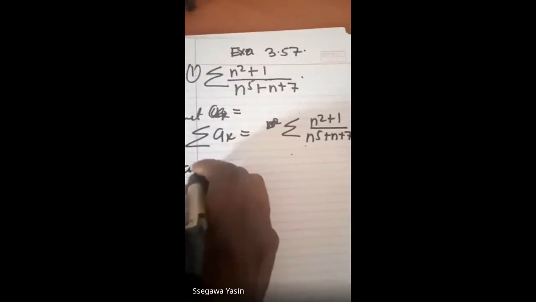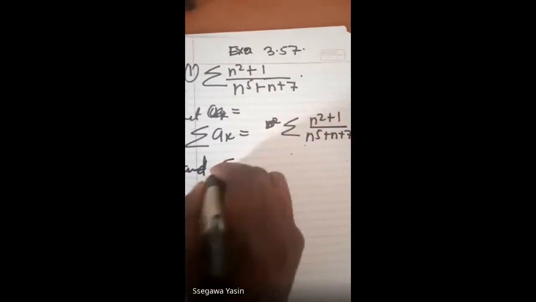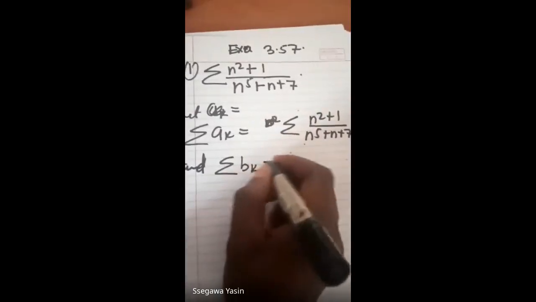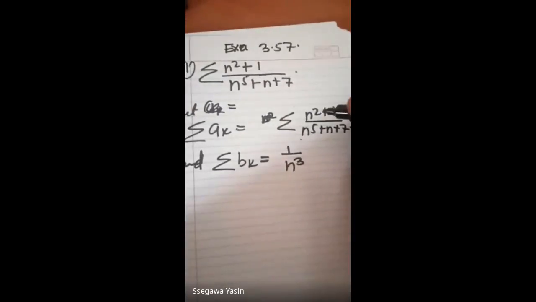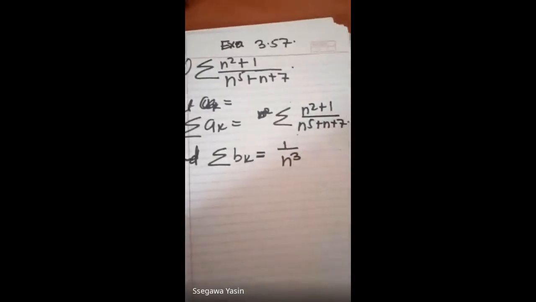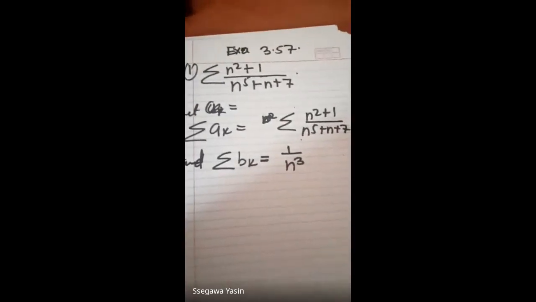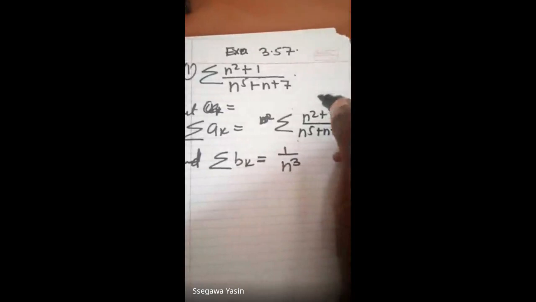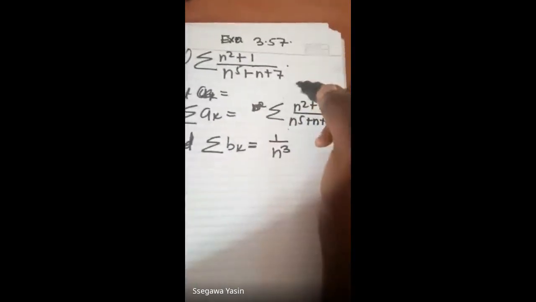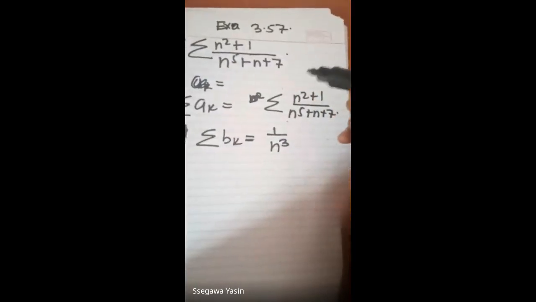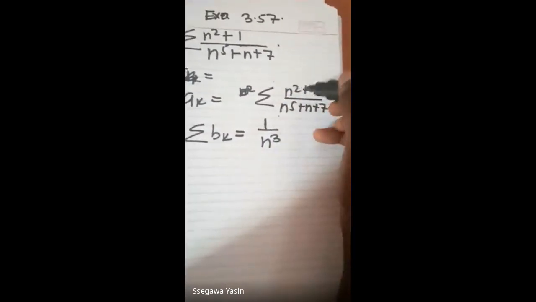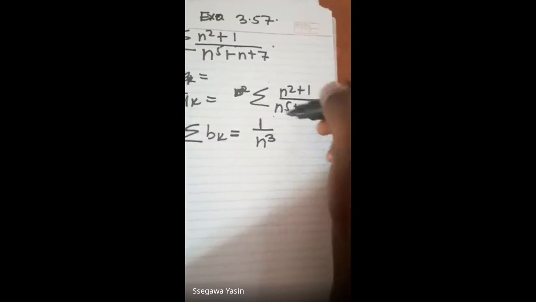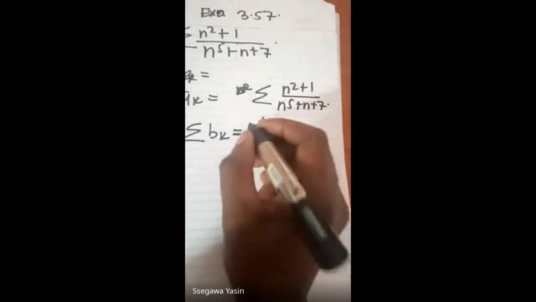And let BK be the same as 1 over n to 3. Now you look here, please. You see, when I take the reciprocal of this, always take the reciprocal, because the problem is going to be up, not down. When you take the reciprocal of this, this is the sum.